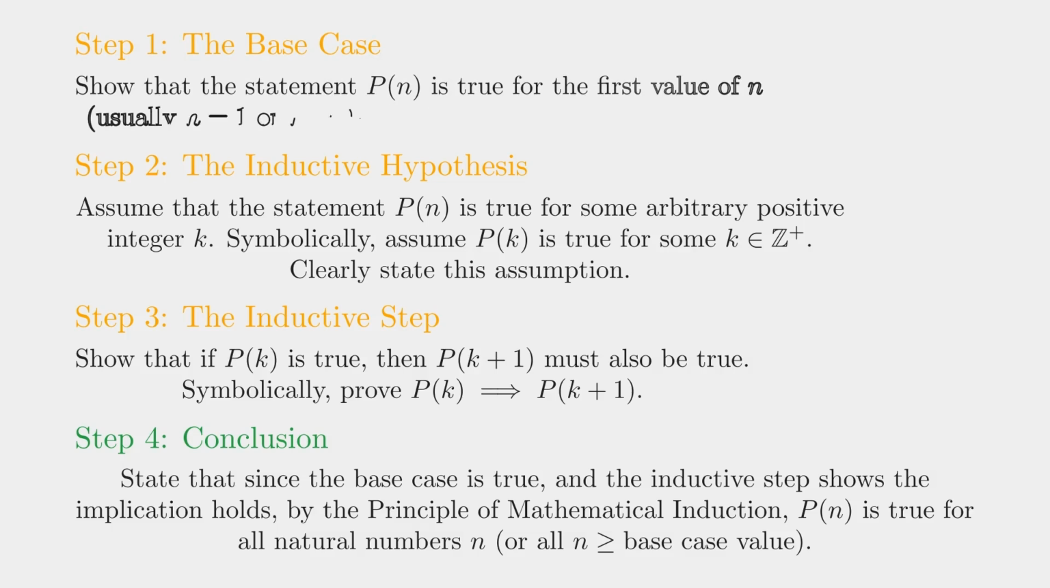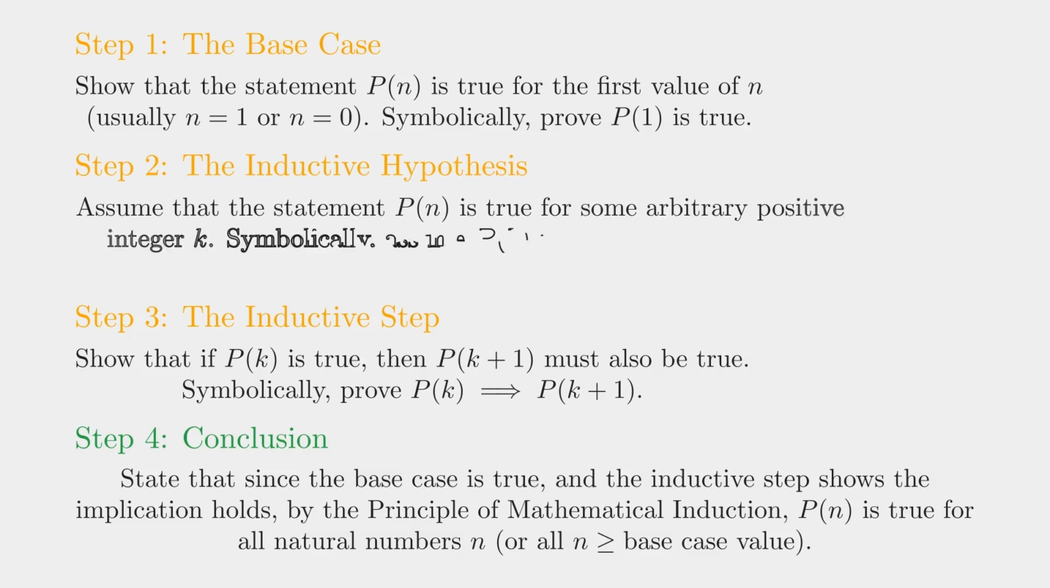Step 1, the base case. Here, you must explicitly show that the statement P of n is true for the first value of n. This is usually n equals 1, but could be n equals 0, or any other starting integer depending on the problem's domain. This proves the first domino falls.